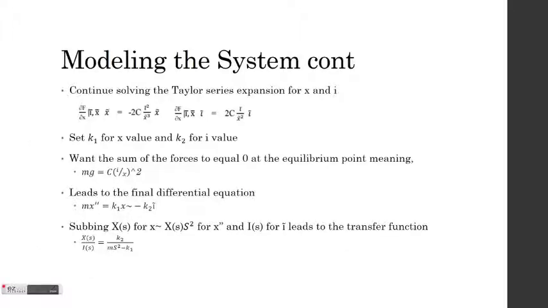Applying the first-order approximation for the Taylor series gives us the equations listed below. In order to simplify the equations, I set K1 and K2 for the values of X and I, respectively. Because we want the forces to be at an equilibrium, the forces will equal each other. This leads to our final differential equation listed below.